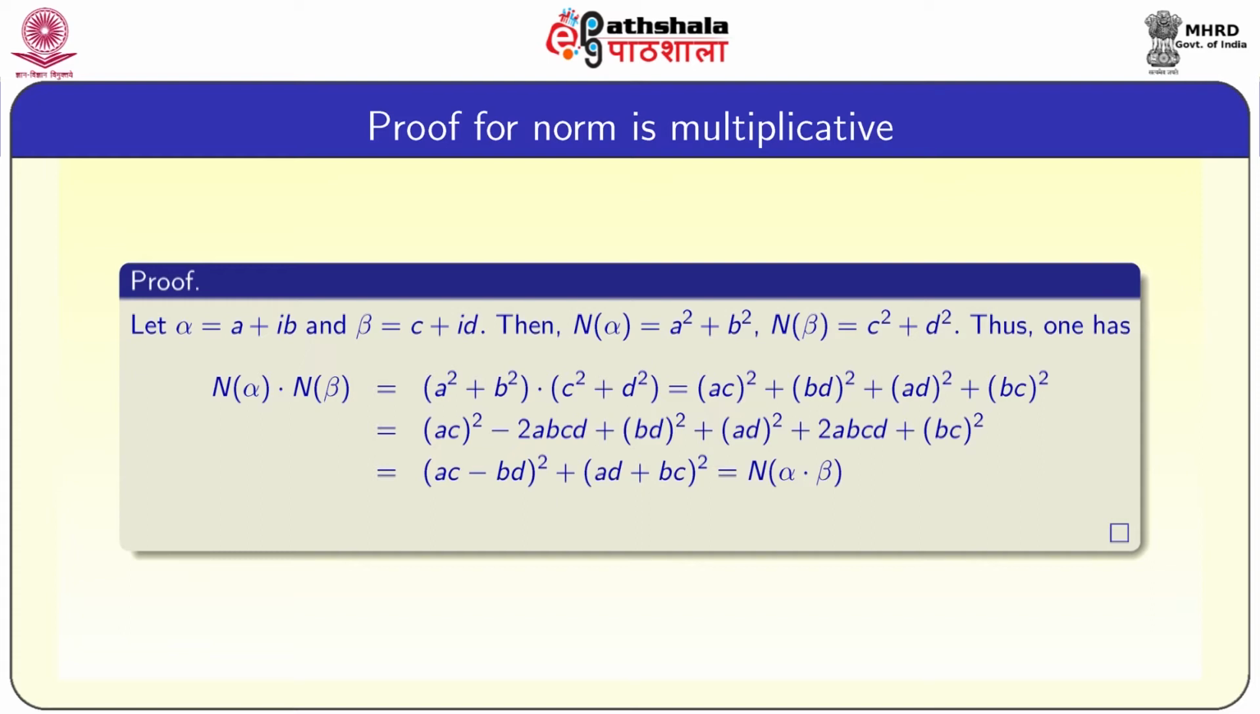So, this is one of the interesting properties of norm, that norm is multiplicative, that is, norm of alpha into beta equals norm of alpha into norm of beta. We saw that in arithmetic functions also the multiplicative property is similar to this. There we required that GCD of a, b is 1, but here there is no restriction.